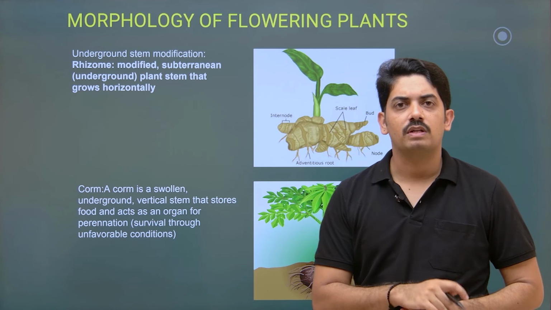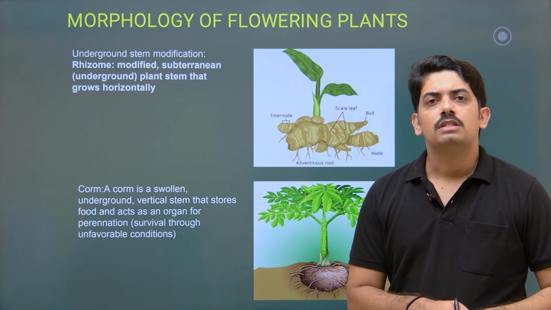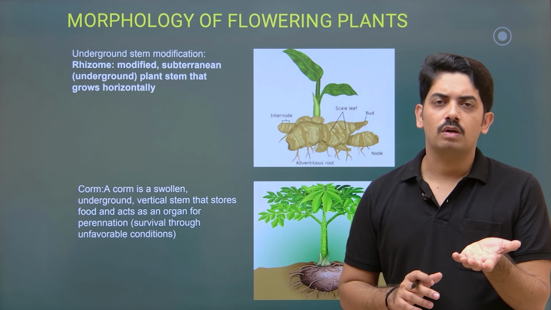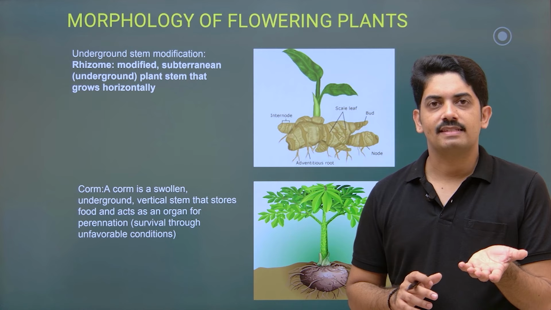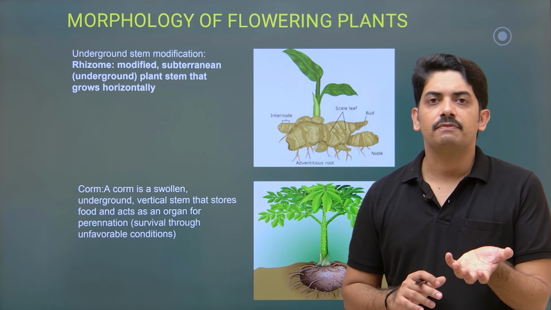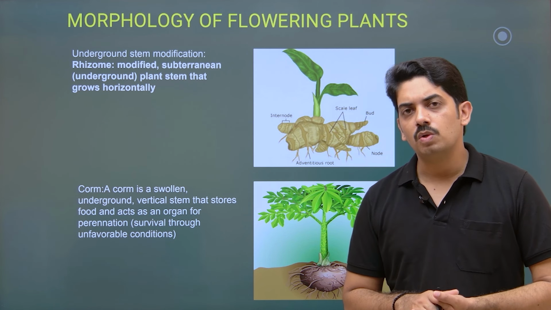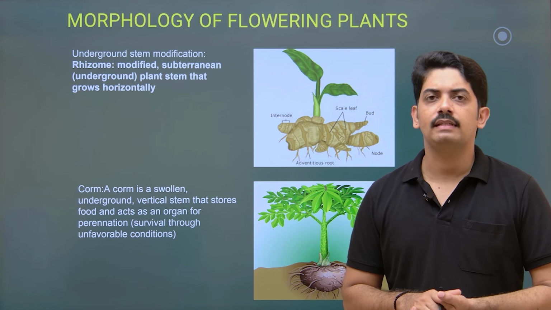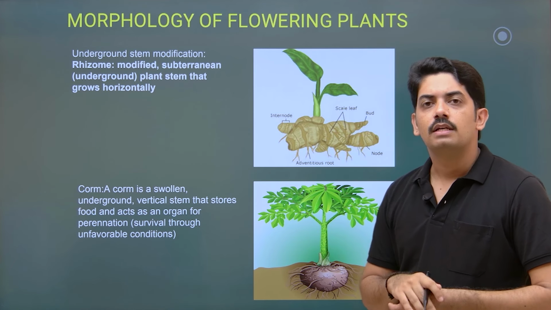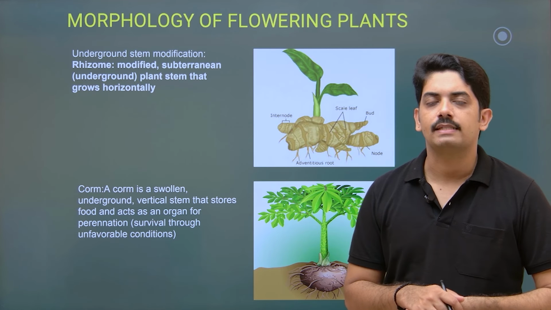Can you identify what this plant is? Actually, it's a ginger plant. When you hold ginger in your hand, can you tell me, is it a root or stem? Usually we think it's a root because it is underground. When we hold it in our hands, we feel the soil, so we think it's a root. But on close observation, we can clearly see the nodal region and the internodal region.